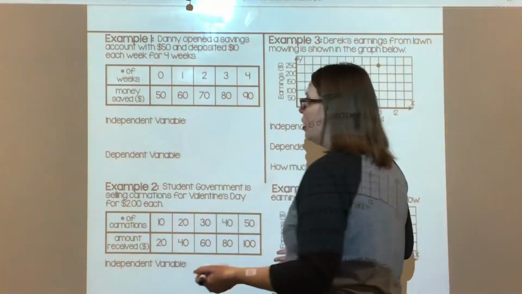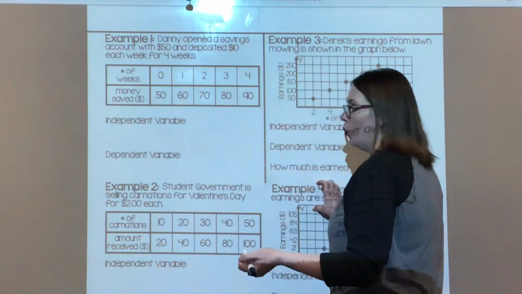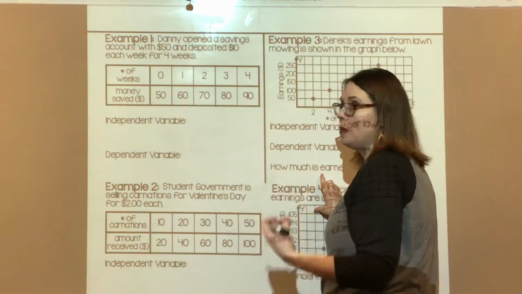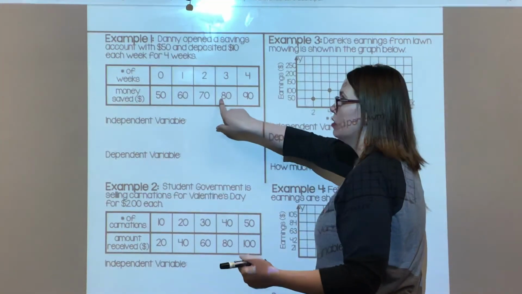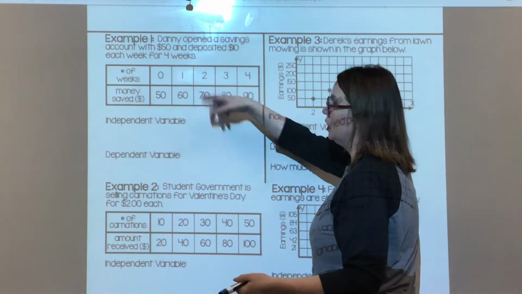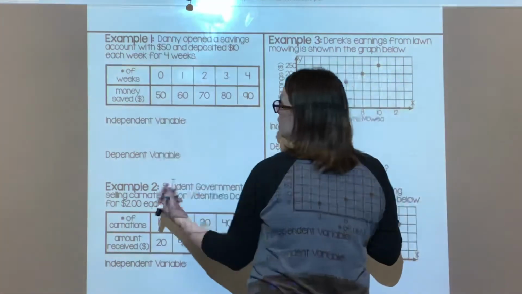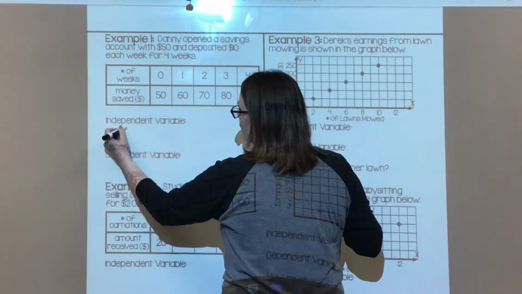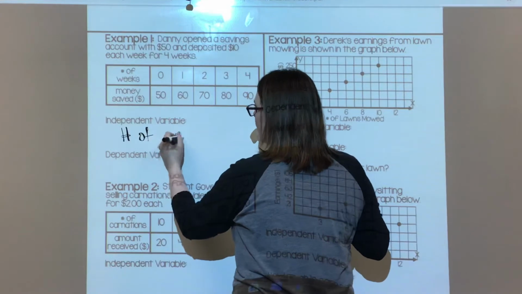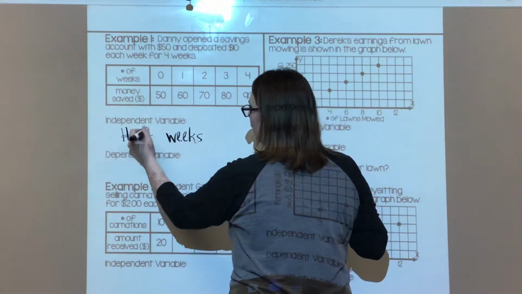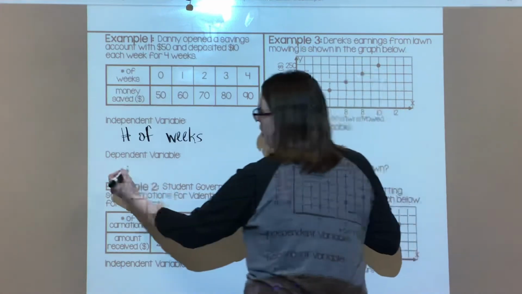So if I think about that and I look at my two options, I have weeks and I have money. Well, time's going to keep passing by. Now, money won't be earned unless it's being deposited. The money depends upon the weeks. So my independent variable is going to be number of weeks, whereas my dependent variable is going to be money saved.